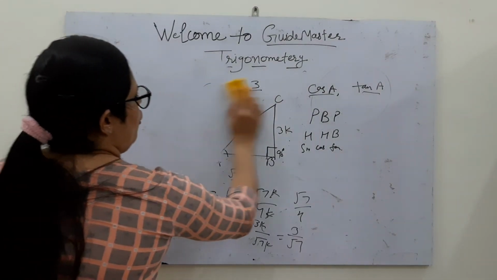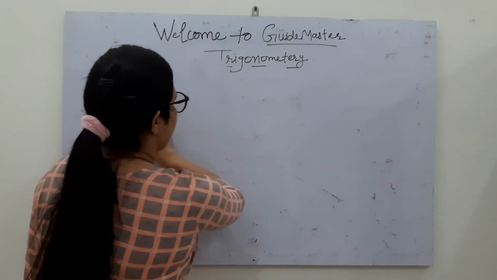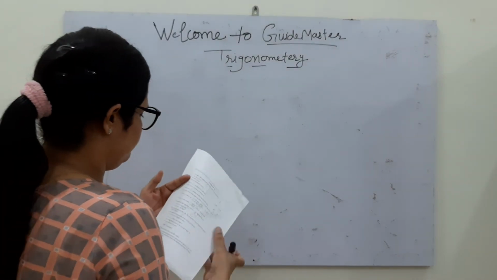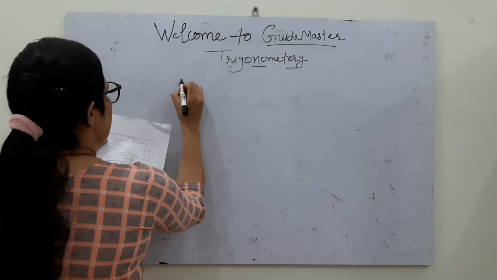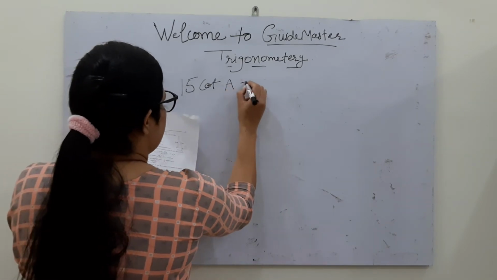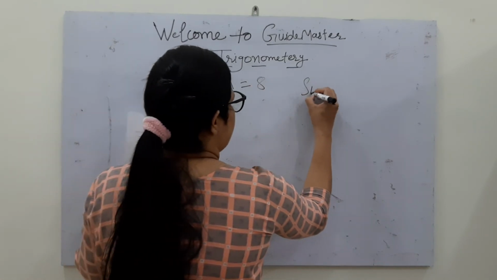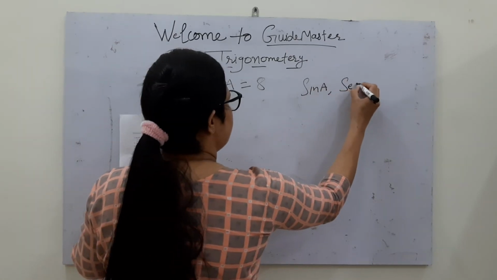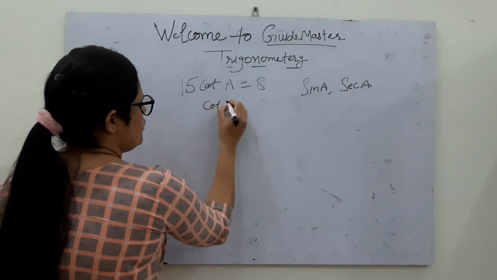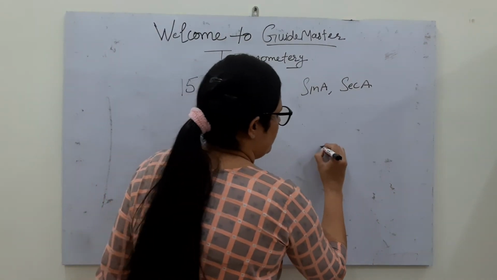Okay. Now we'll move to the next question. The next question is 15 cot A is equal to 8, and we have to find sin A and secant A. 15 cot A is equal to 8, so here you can say cot A is equal to 8 upon 15. Here you can draw the figure, same as before.